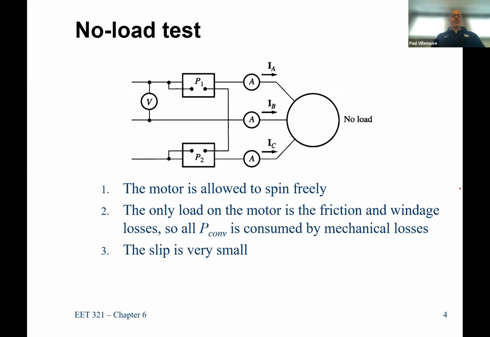No load test. You're allowing the motor to run with no load connected to the shaft. You're allowing it to run as basic and as simply as possible. So you basically only have friction and windage losses, which means that my slip is almost, but not exactly 0. It's 0.001 or something really, really small. And does this look familiar to you all? Kind of the 2 watt meter method that you do.